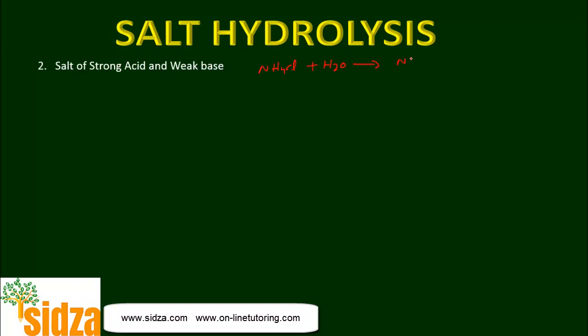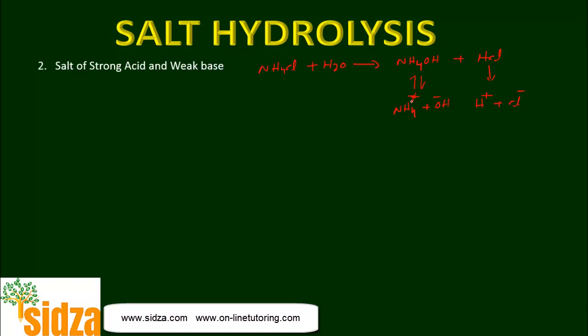You can get here the ammonium hydroxide, NH4OH, and you will get the hydrochloric acid. Now this hydrochloric acid is a strong acid. It will dissociate into H plus ions and the Cl negative ions, and the ammonium hydroxide is a weak base. It dissociates partially here into the ammonium ions and the hydroxide ions over here.